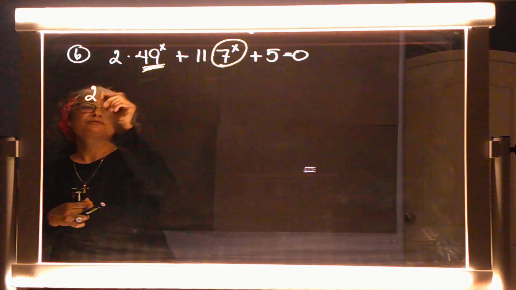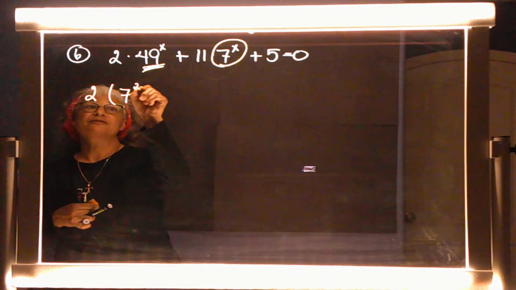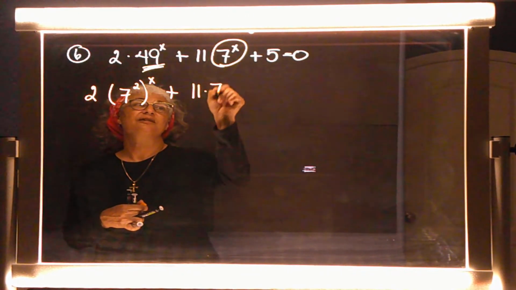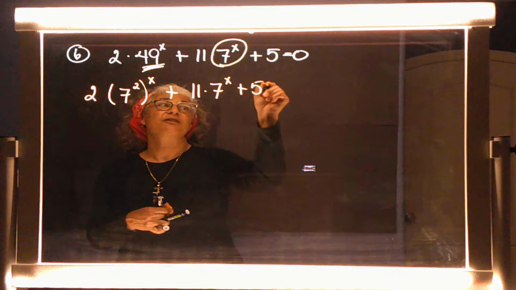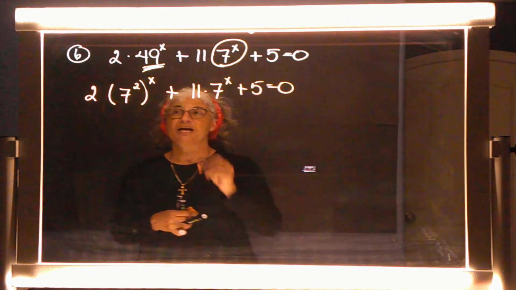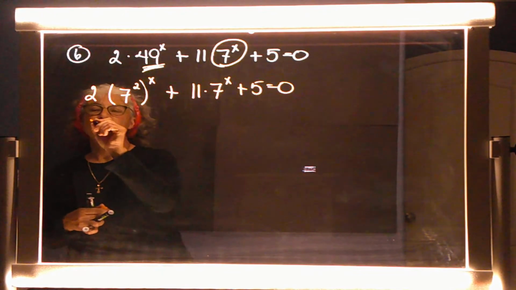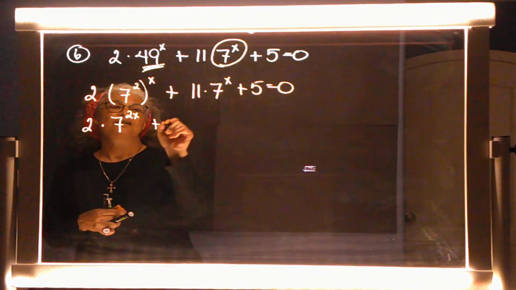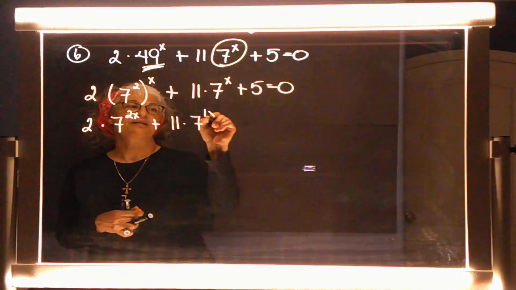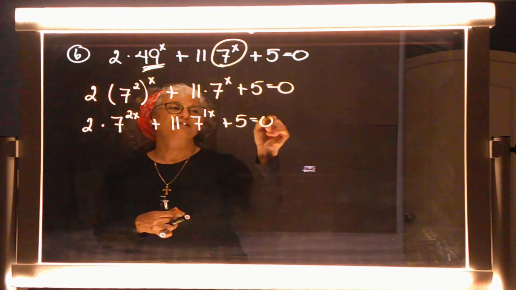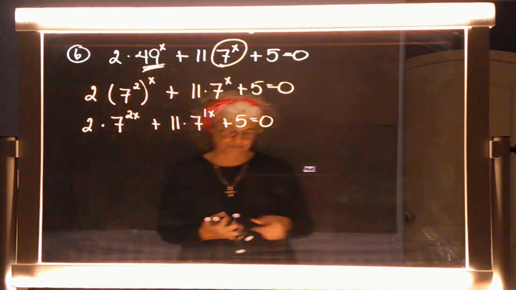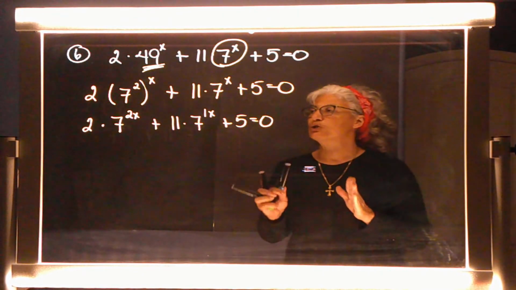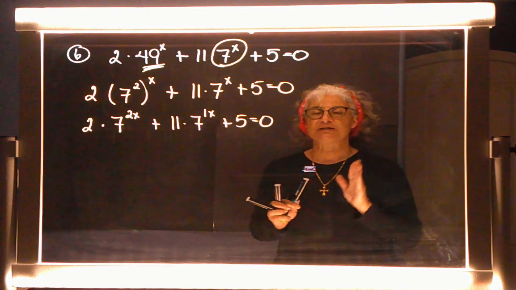So we'll have 2 times 7 squared, right? Because that's 49, to the power of x plus 11 times 7 to the x plus 5 equaling 0. Agreed? And what do you do between parentheses? You multiply. So I have 2 times 7 to the 2x plus 11 times 7 to the 1x plus 5 equaling 0. Right? Okay. And this is where some of you are like, really? I really don't want to see all that. Okay. So what's my variable again? Good. 7 to the x.